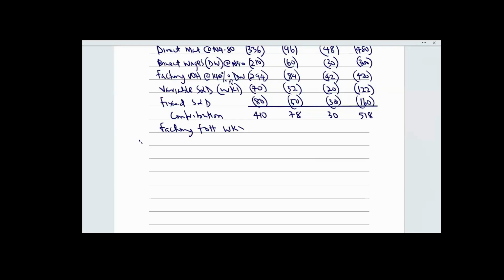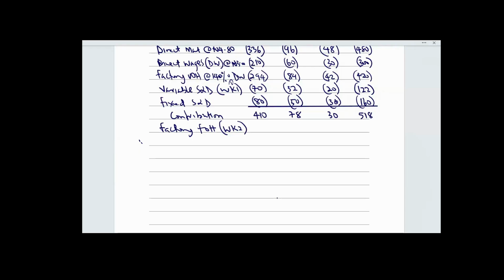Working number 2. Now pay attention, please. When you look at the factory fixed overhead, like I said, it's not attributable to any of the depots. You cannot say it relates to Lagos. It doesn't relate to Benin or Kaduna. Therefore, it is called general fixed overhead. Because you want to determine profits, you need to apportion this fixed overhead among the 3 depots.